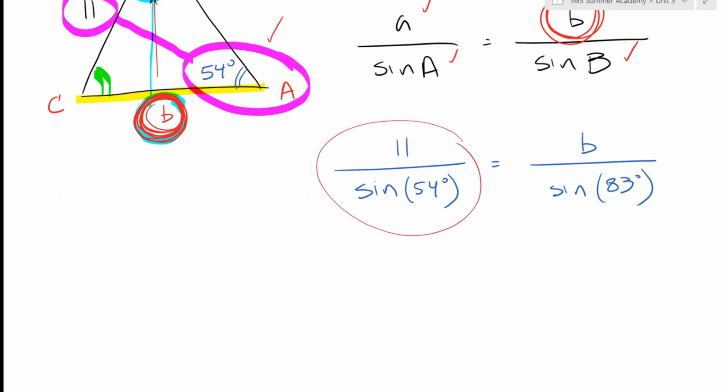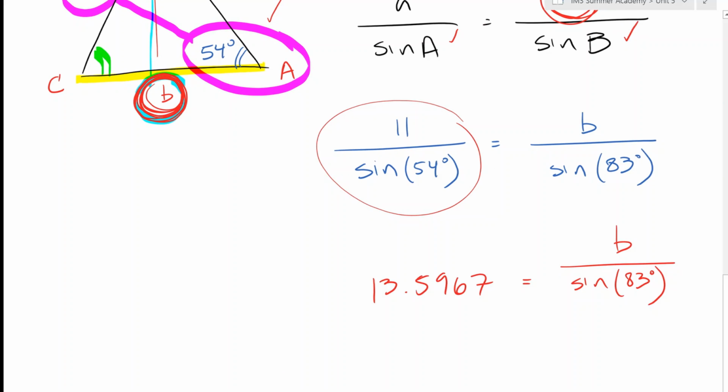I get that to be a 13.5967 equals b over sine of 83 degrees. All right, so again, I want to get b by itself. I need to move the sine 83.